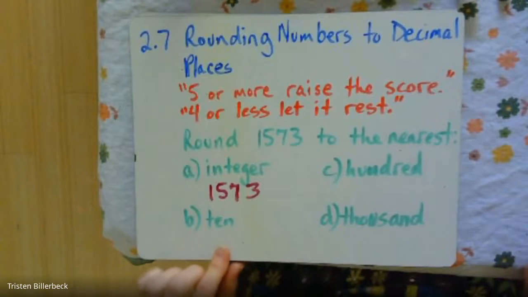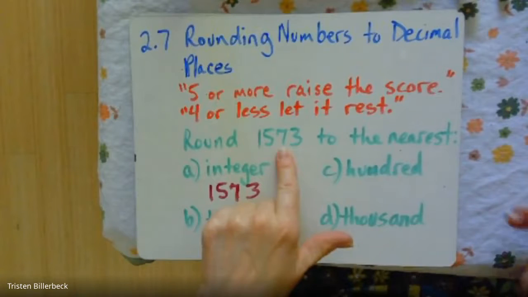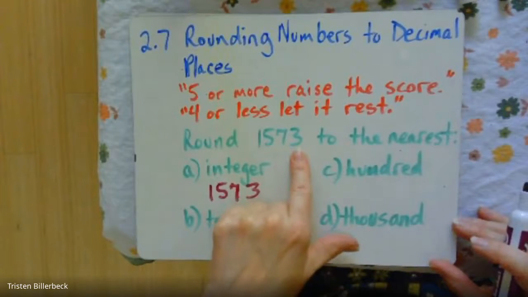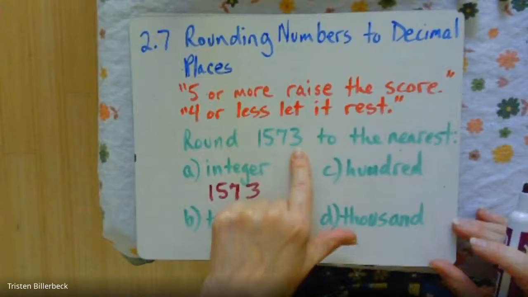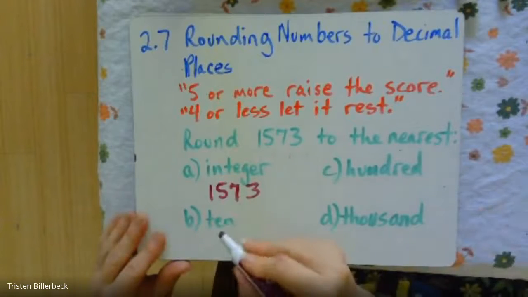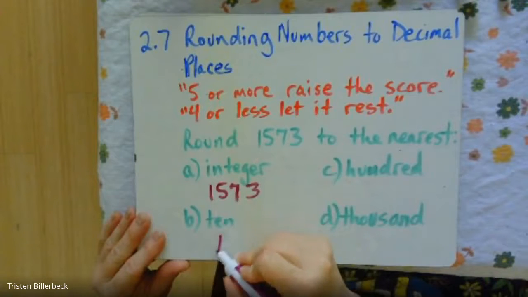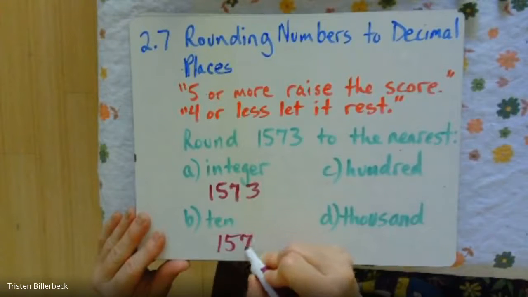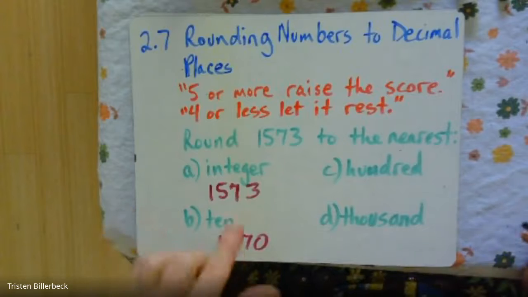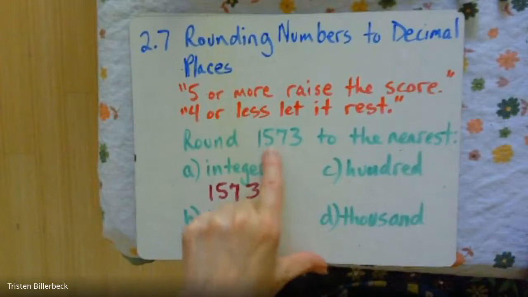Okay, now to the nearest 10. Well, this is the 10. So the one next to it is 4 or less, so we let it rest. So the 7 does not go up. So the nearest 10 would be 1570.